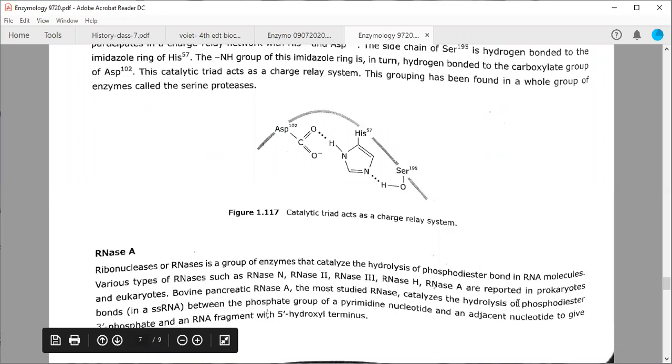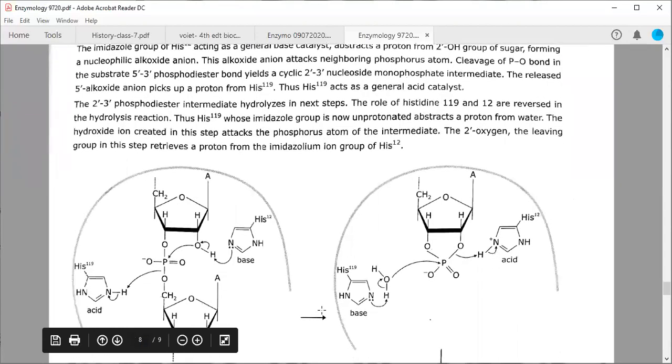So it is going to catalyze the hydrolysis of the phosphodiester bond in single-stranded RNA between the phosphate group of the pyrimidine nucleotide. You know pyrimidine, these are either C, U, or T. Okay, and there are 2 purines, either A or G, and an adjacent nucleotide to give a 3' phosphate and an RNA fragment on the 5' terminus.